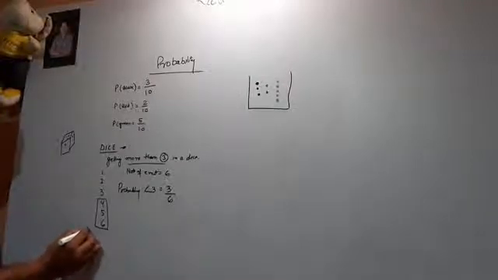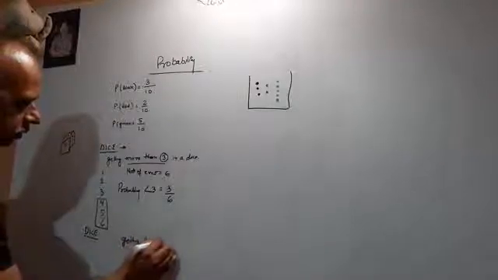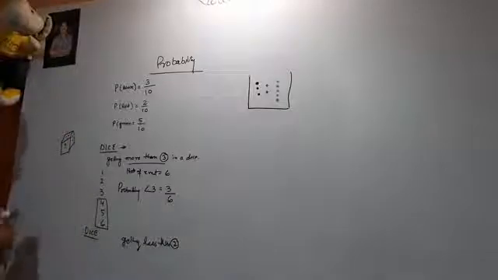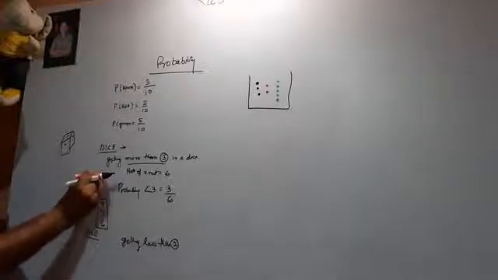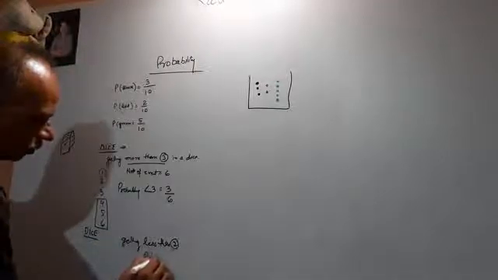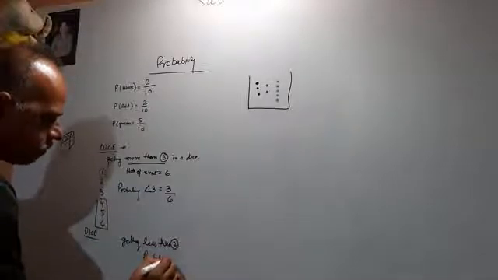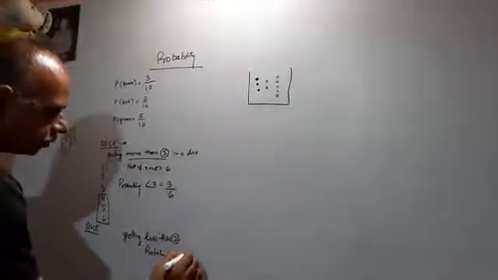Similarly, in the dice problem again, what is the probability of getting less than 2? So here you can see there is only one possibility of getting less than 2, that is 1. So the probability of being less than 2 is 1 upon 6.